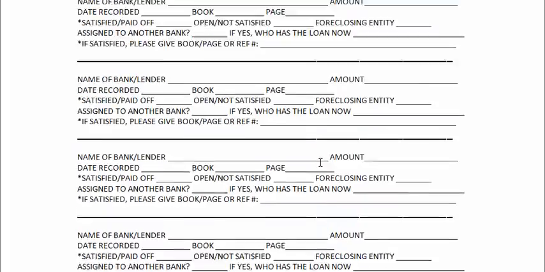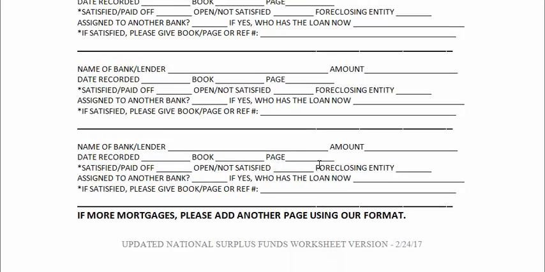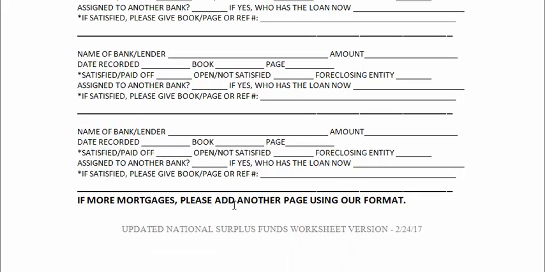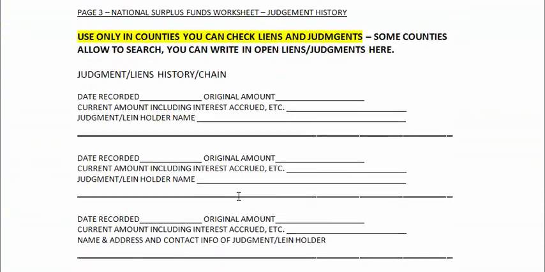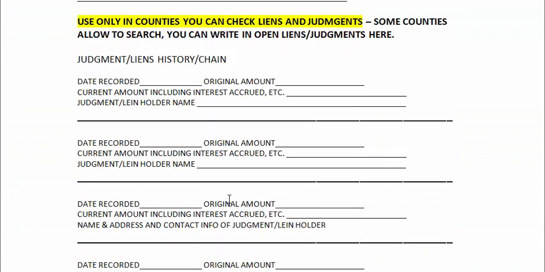All right. You got multiple entries here, multiple places, same thing over and over. If there's more, add another page, not a big deal. Now we're looking at judgments and liens, and I know this is misspelled here. Some counties allow you to search. You can write in open liens or judgments here. Guys, if you can search judgments or liens against the person in the court, go ahead and do it. I mean, yeah, we're going to do that with TLO, but go ahead and do it.